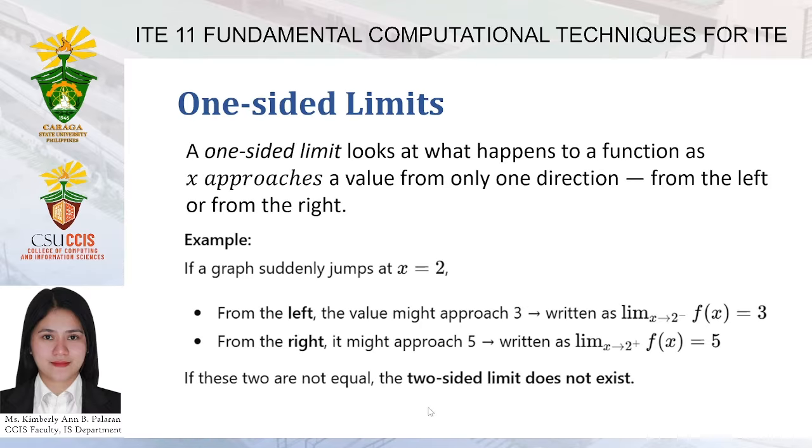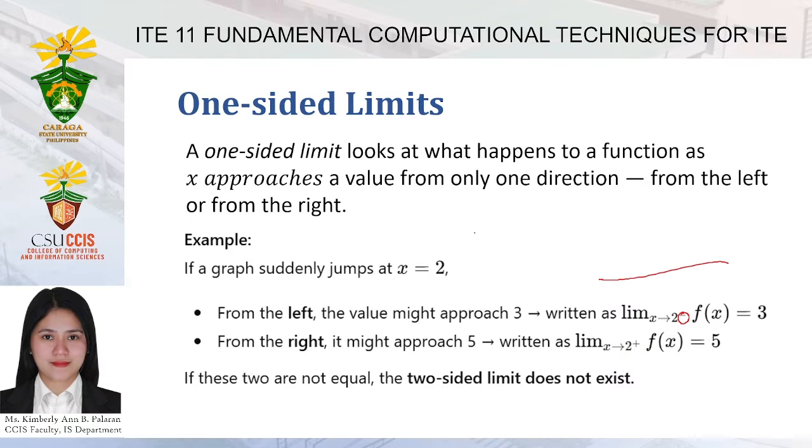But first, let's talk about what a one-sided limit is. A one-sided limit looks at what happens to a function as x approaches a value from one direction, from the left or from the right. If a graph suddenly jumps at x equal to 2, from the left, the value might approach 3, written as the limit as x approaches 2. Notice the negative sign on top of it. That means approaching from the left.